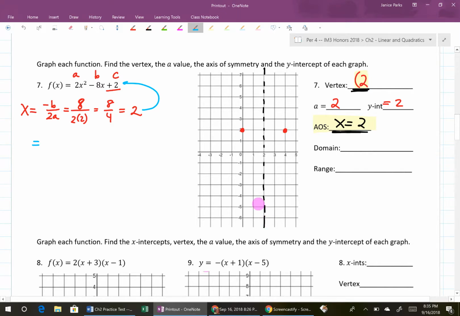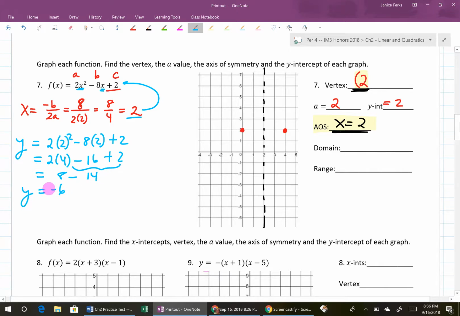I'll show you mathematically how to do that. So it's going to be 2 times 2 squared minus 8 times 2 plus 2. So I'm plugging in 2 for these x values because that's the answer I got for x. That's 2 times 4. You definitely have to square first before you multiply. Minus 16 plus 2. That's 8. That's minus 14, which gives you negative 6. So that is the vertex, or the y value of the vertex.